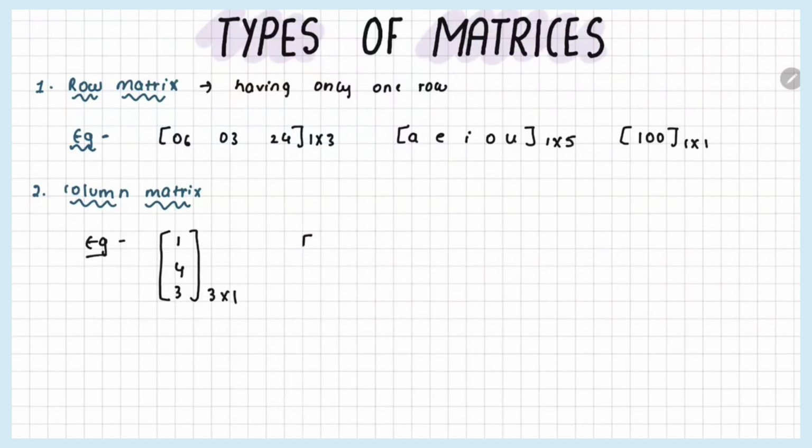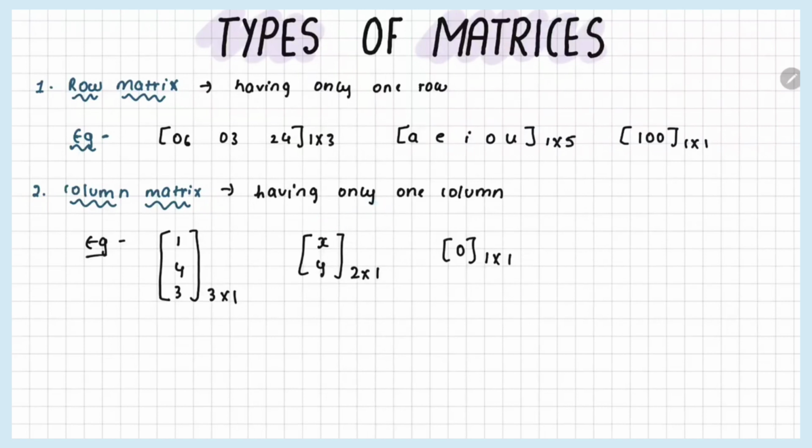I'll give you a second example: x, y. So 2 into 1. We have 2 rows. x is a row, y is a row, but the column is x and y only, meaning there is only one column. So 2 into 1. And a third example, this is 1 into 1, meaning the row is 1 and the column is also 1. So how can we define a column matrix now? It is a matrix having only one column.